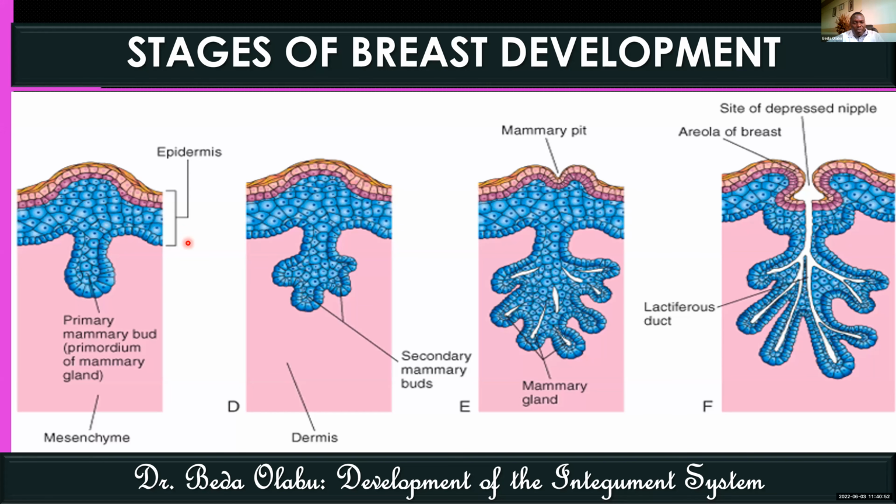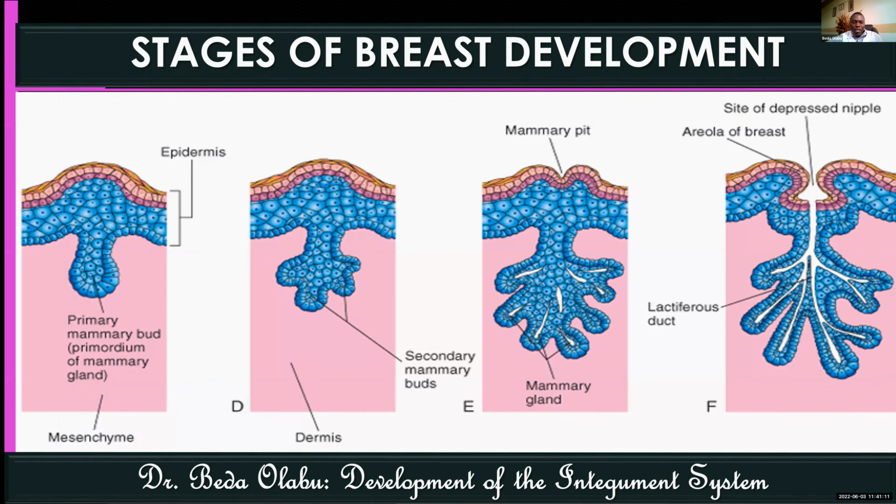This image now captures for you the various stages: formation of the primary bud, formation of the secondary bud, canalization and pitting. This one shows you still canalization and pitting. And then finally, we are going to have nipple eversion as the last step.